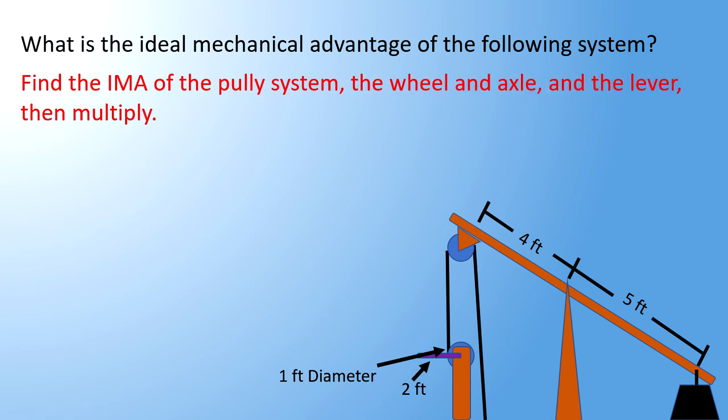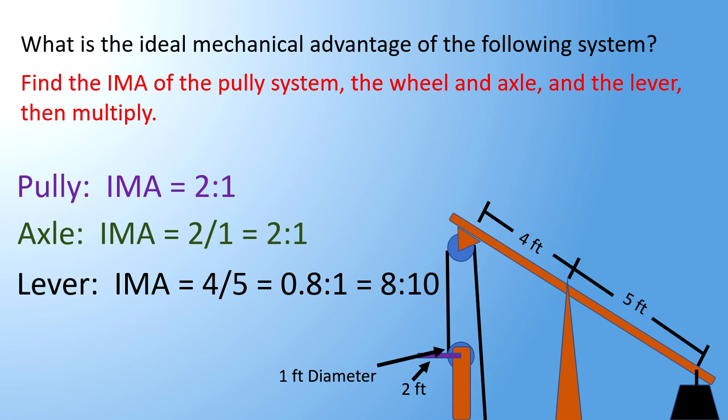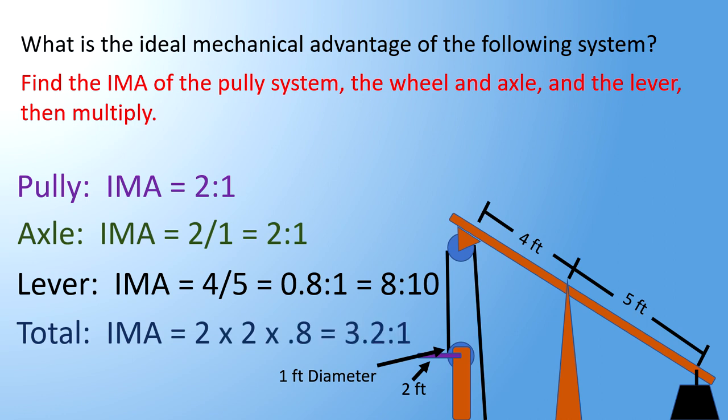All right, so now this time we have 3 simple machines. We've got the pulley. It's going to be 2 to 1 because there's 2 strands coming off the pulley that moves. The axle, 2 divided by 1, which is going to give us 2. So our advantage there is 2 to 1. And then our lever, again, our effort is on the 4-foot side divided by the resistance on the 5-foot side, so we get 0.8 to 1, or we would actually call that 8 to 10. But when we multiply, we want to have the same units on each of them. Since the pulley and the axle are 2 to 1, then we'll need to use the 0.8 to 1. So we've got 2 times 0.8, which gives us 3.2 to 1.